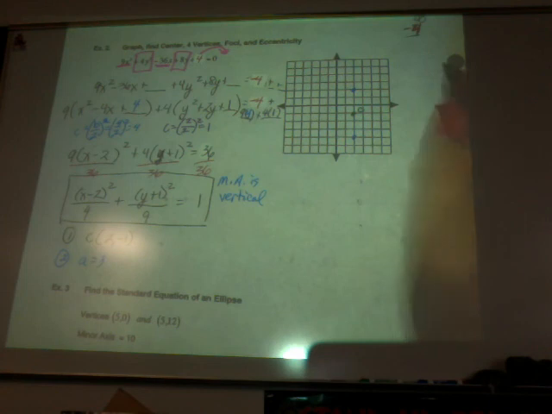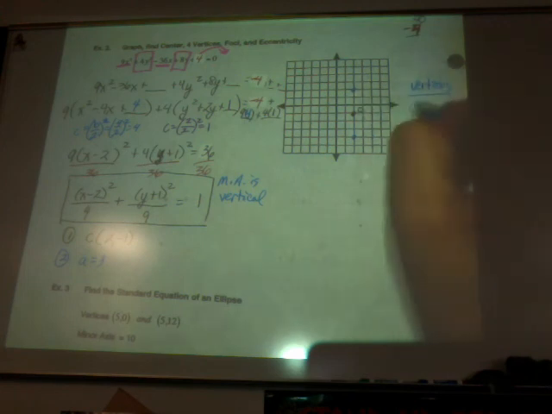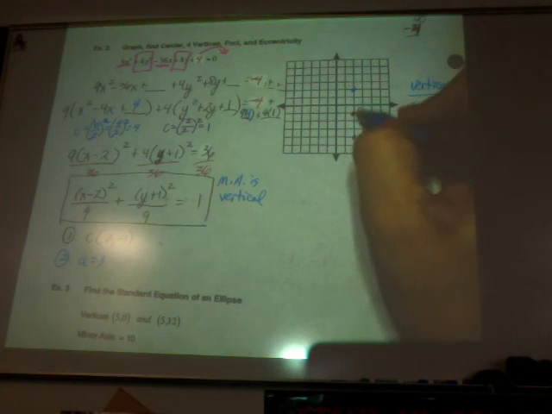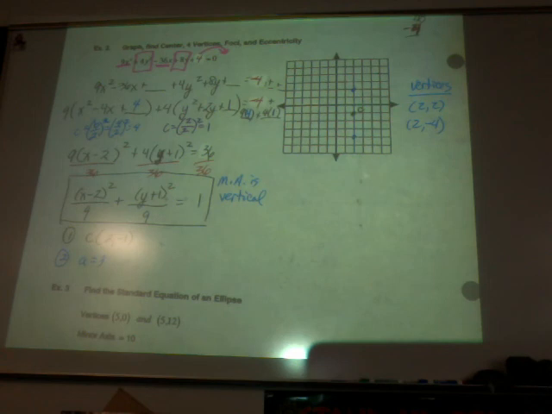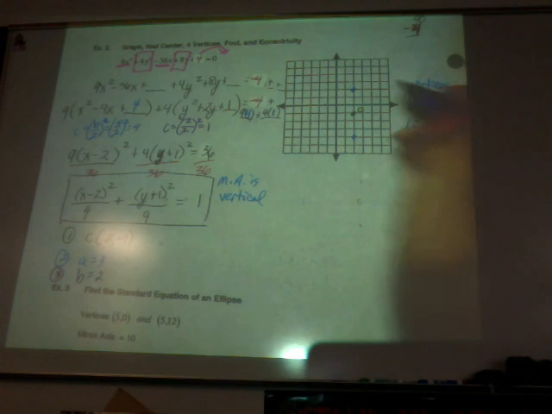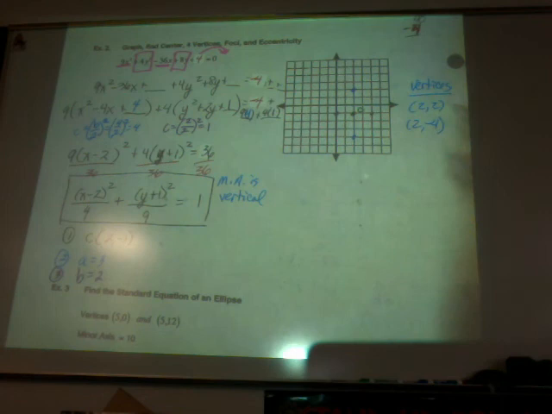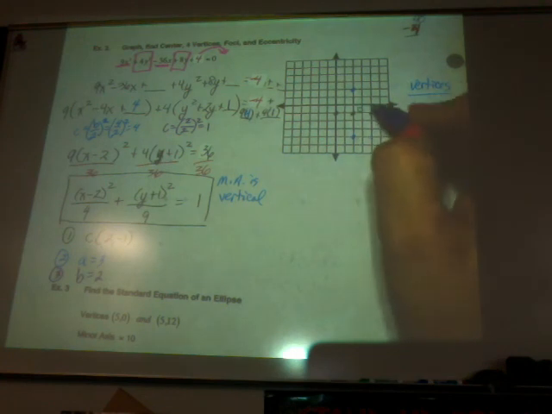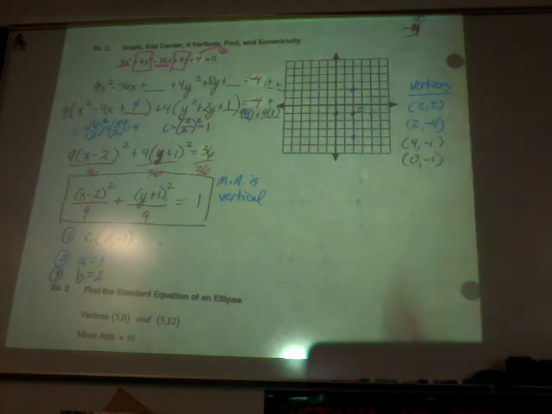We could list those ordered pairs off to the side here, vertices. So those ordered pairs are 2, 2, and 2, -4. And then I'm going to find my other vertices, right? What's b? 2, square root of 4 is 2. So 2 to the right and 2 to the left. So this vertex is what? 4, -1. And 0, -1. So there's my 4 vertices.